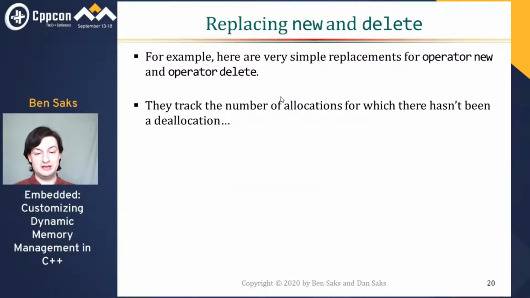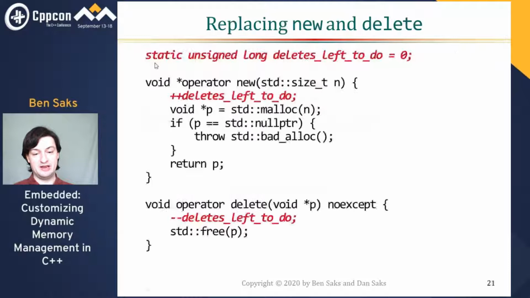So this is what the implementation looks like. We have a static global counter, deletes left to do, that starts out at 0. Each time we call new, we increment that number of deletions left to do. And when delete gets called, we decrement that number of deletions. So each time we call new, we add 1. Each time we call delete, we subtract 1. That gives us our running count.